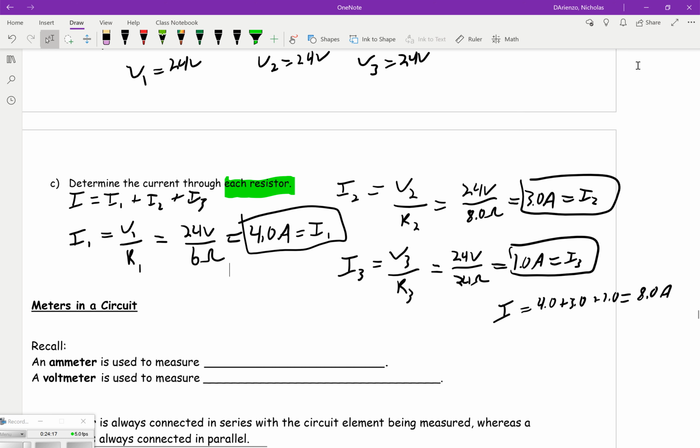We'll do extensive practice with each of these, and I'll give you guys another lesson here on how to use meters and how to calculate power and conservation of charge in a circuit.